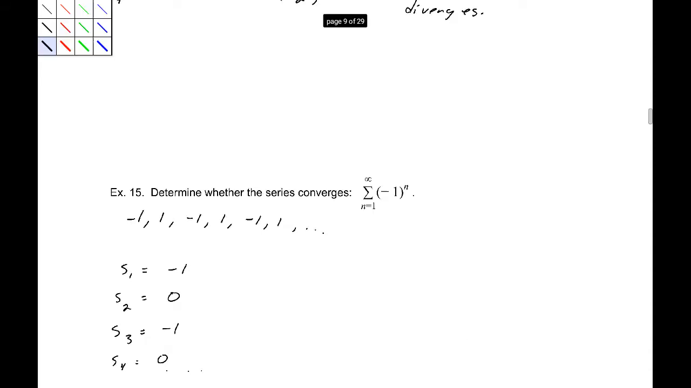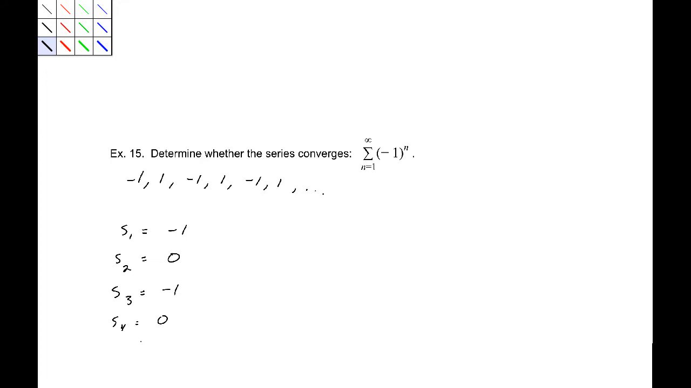etc. Okay, so this appears to just bounce back and forth. So the sequence of partial sums is -1, 0, -1, 0, -1. Now, this does not diverge to infinity, but it does alternate. Okay, so this diverges. The series diverges.